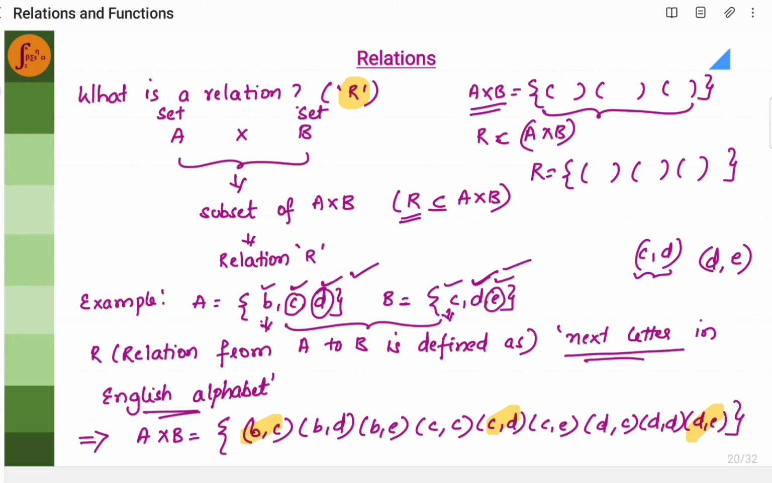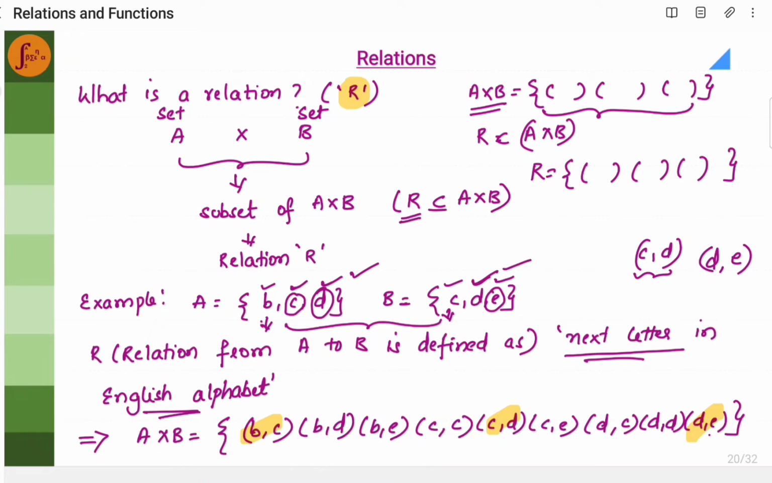So basically, if I take A into B, if I take the Cartesian product of these two sets, set A and set B, what will be the list of ordered pairs? These are the ordered pairs I will get. B with C, B with D, B with E, then C with all these three elements: C C, C D, C E, then D with all these three elements: D C, D D, D E. These are all the ordered pairs in A into B.